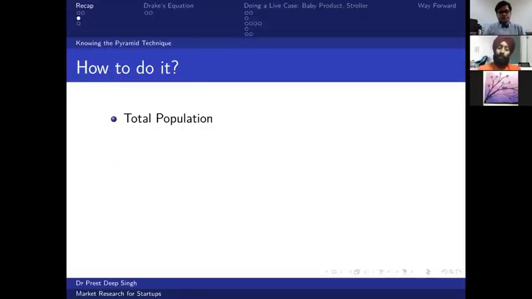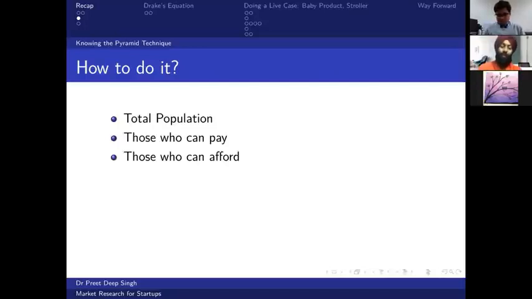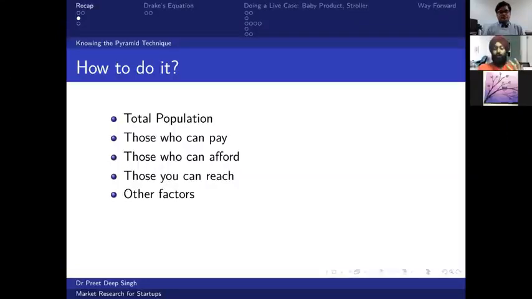This is just a recap. I hope you remember how we had that pyramid for mutual funds. We have a total population. We see people who can pay, people who can afford. We see the people that we can reach. How many people can we reach? Do we have enough marketing distribution network in Coimbatore? If not, then we have to exclude that from our analysis, right? And of course, there are other factors that you have to take into account. So this other factors is where we all need to think, right?